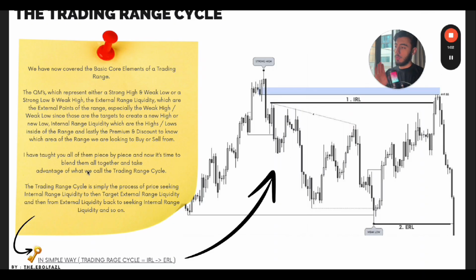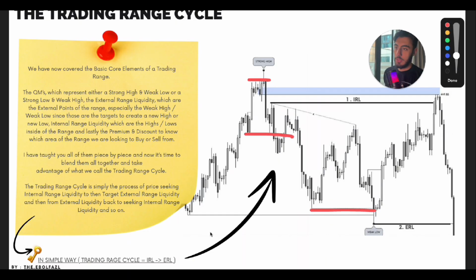But in simple language, once we have the strong high, stop on a break of market structure here, and we have the weak low formation, let's say, once you have the internal liquidity. So just take a look at this. We have one internal liquidity, 2, 3. So we have 3 types of internal liquidity here.